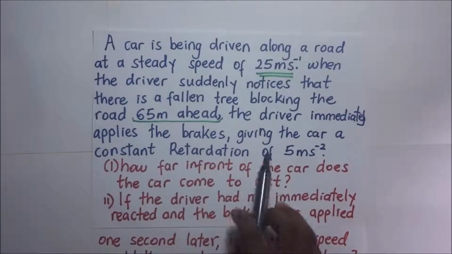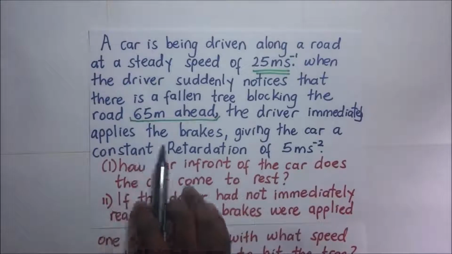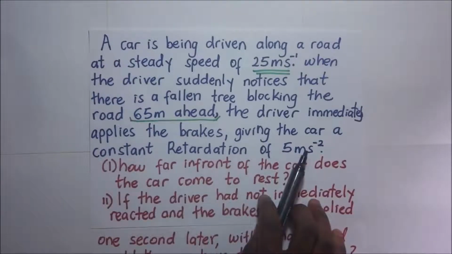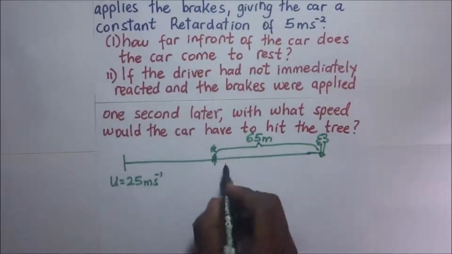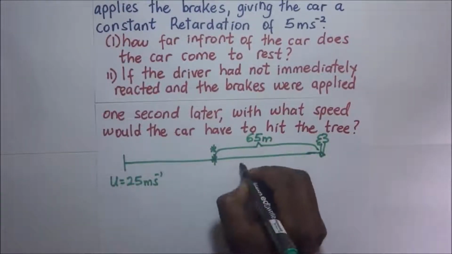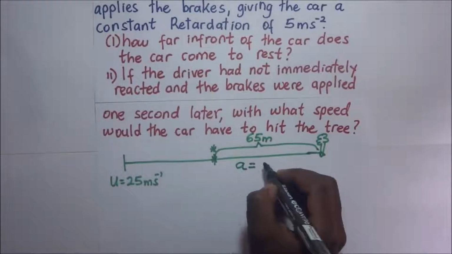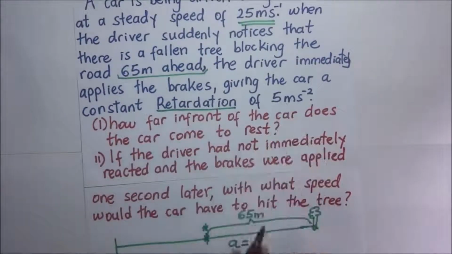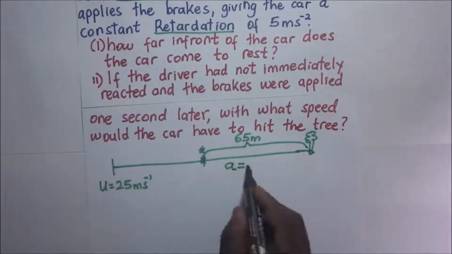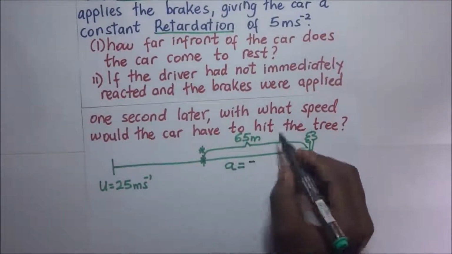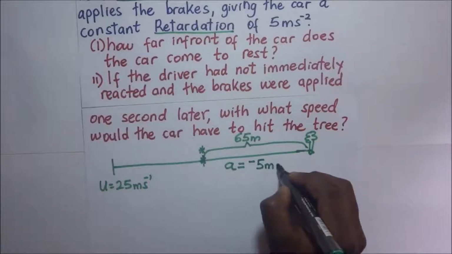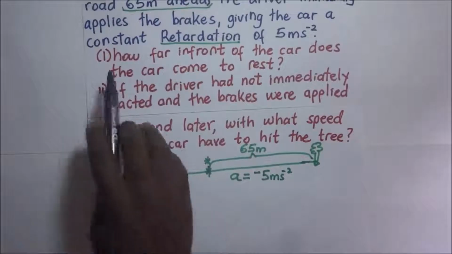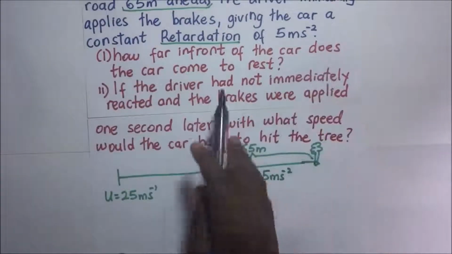So we continue. The driver immediately applies the brakes, giving the car a constant retardation of 5 meters per second squared. So meaning, when he applies the brakes, the retardation, which is the value of a, is 5. Now the retardation means it is negative acceleration. So it means the retardation or the deceleration is simply negative 5 meters per second squared. That's the constant retardation given. So they're asking us to find how far in front of the car does the car come to rest.